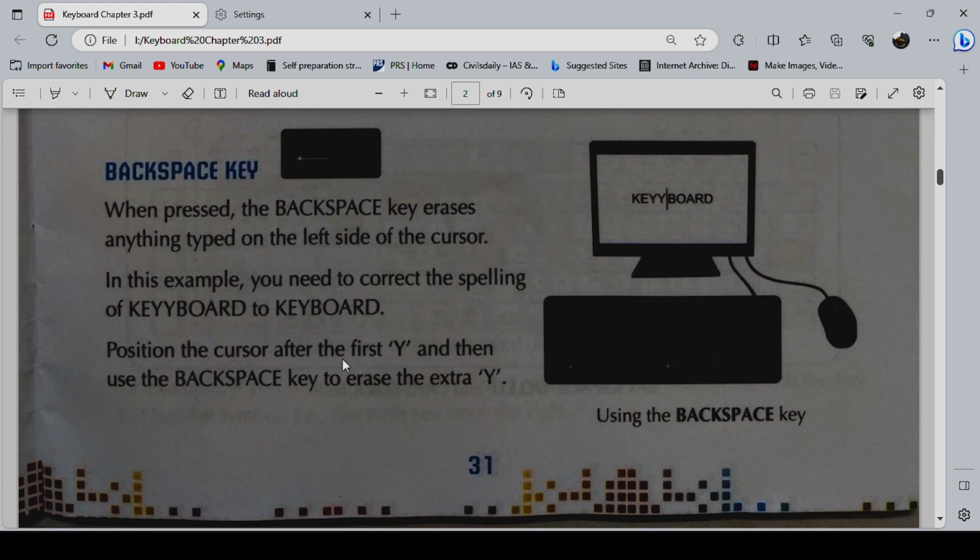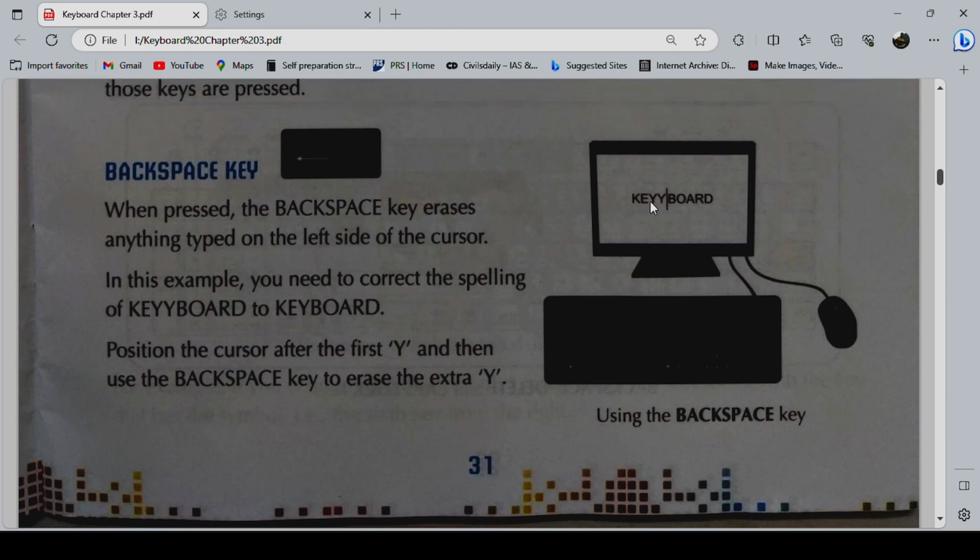Position the cursor after the first Y and then use the backspace key to erase the extra Y. We have got two Y's here and the spelling is not right, so we need to delete one Y out of the word.